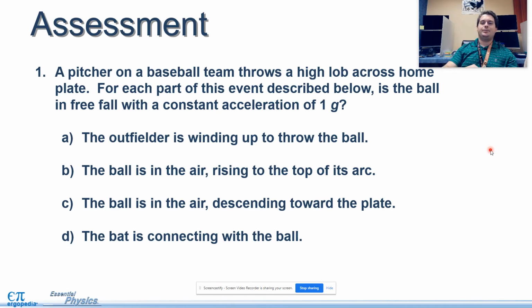Now the bat connects with the ball. The ball's been in free fall. Bat hits it. The moment the bat touches it, it is not in free fall. Okay? Now think about this though. After you hit it with the bat, home run. As it's leaving the bat, again, it is in free fall, just a different free fall. It's now in free fall after the bat. But the moment it's touching the bat, it is not in free fall. Okay?